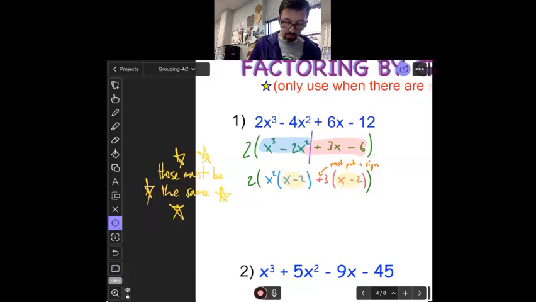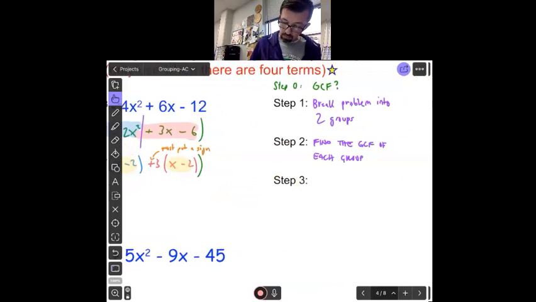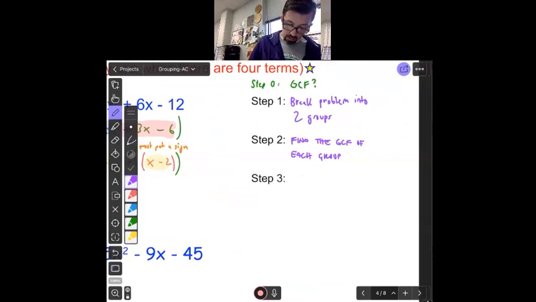Okay, and then the last step, it is factor out the common binomial.